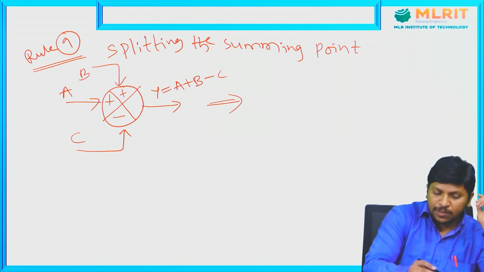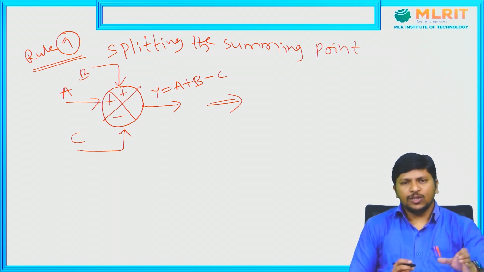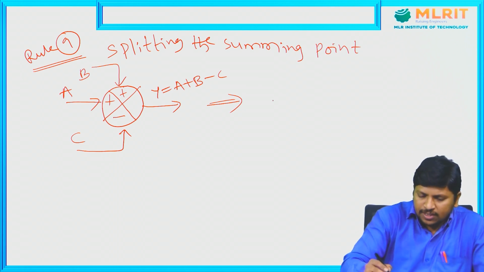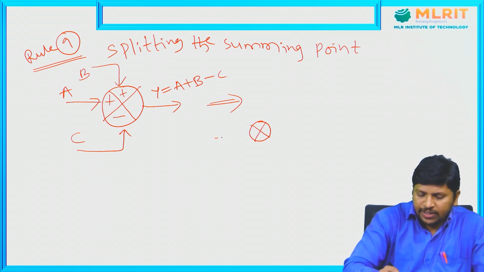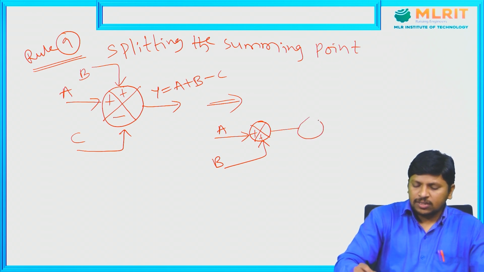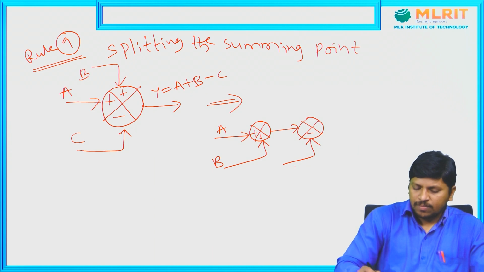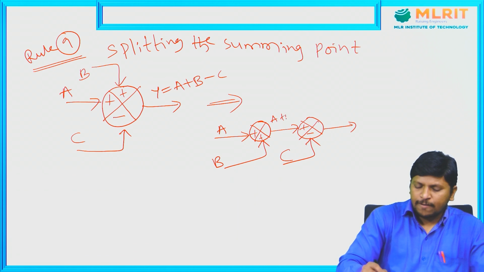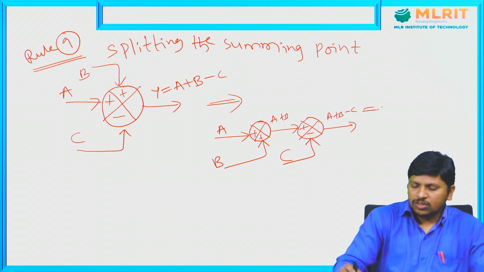Now I am going to split this summing point. This summing point splitting into two summing points. Just I am going to split like this. First summing point, A input signal and B input signal, A plus B. Next summing point is just C input signal. Here A plus B, here A plus B minus C. So this is the output.